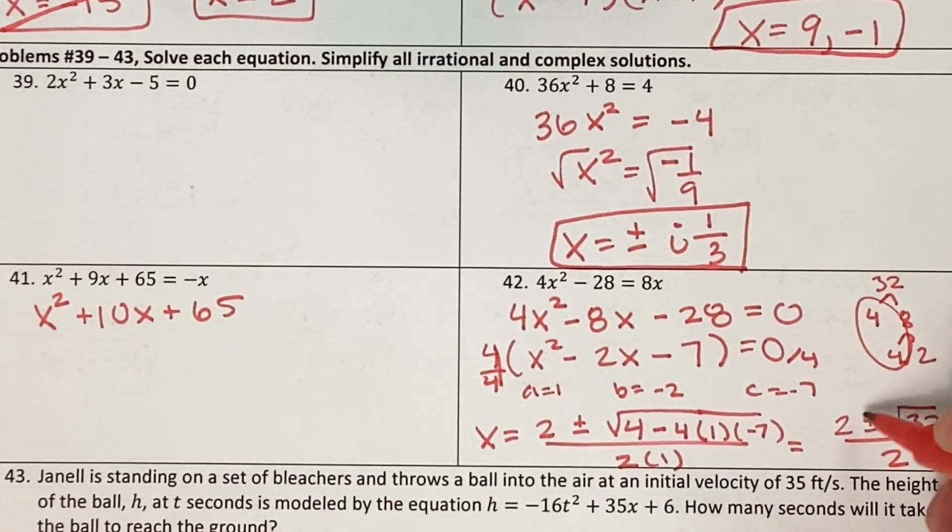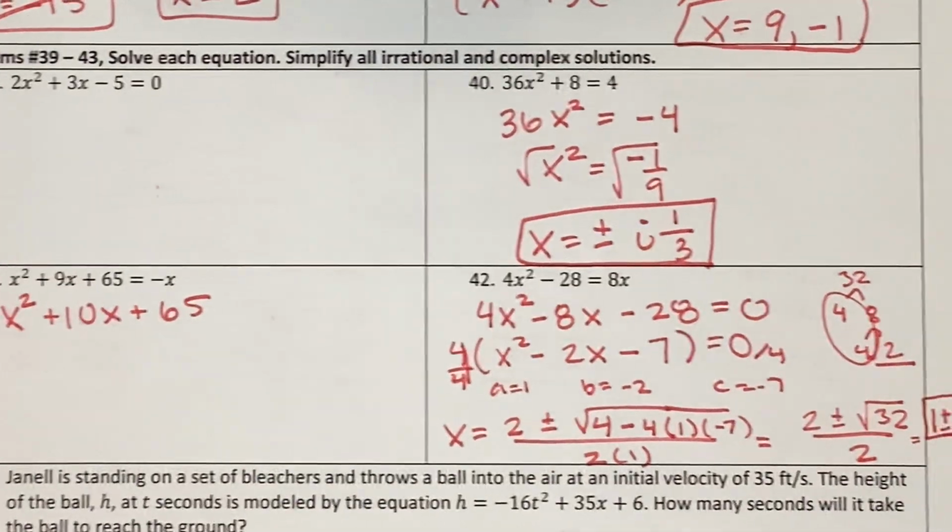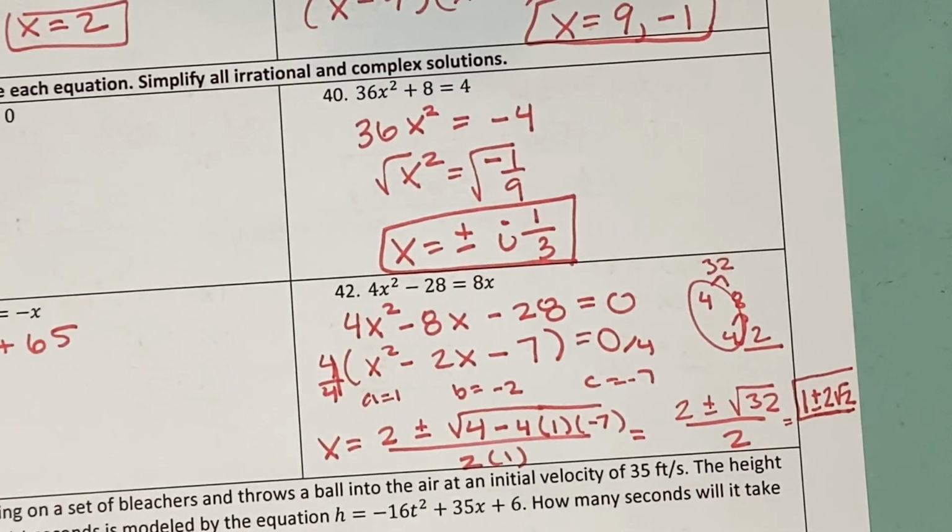And so the 4 on the outside and these guys will all reduce. I'm kind of running out of space. So 1 plus or minus 2, square root of your leftover 2 goes back in. And then the 1 on the bottom, which you don't really need to write. Sorry, ran out of space there on that one.